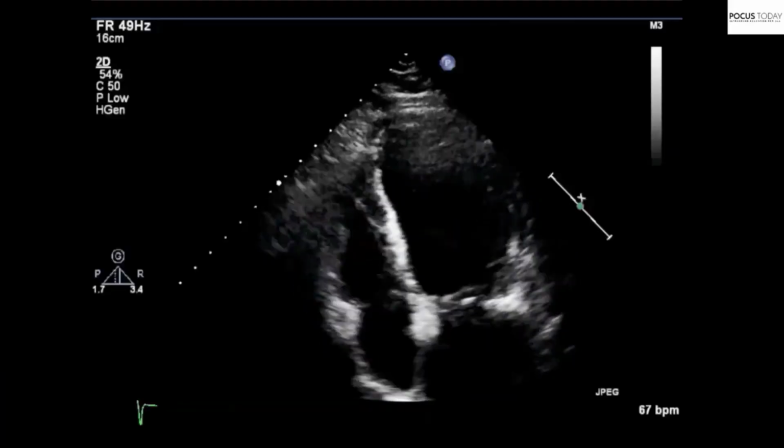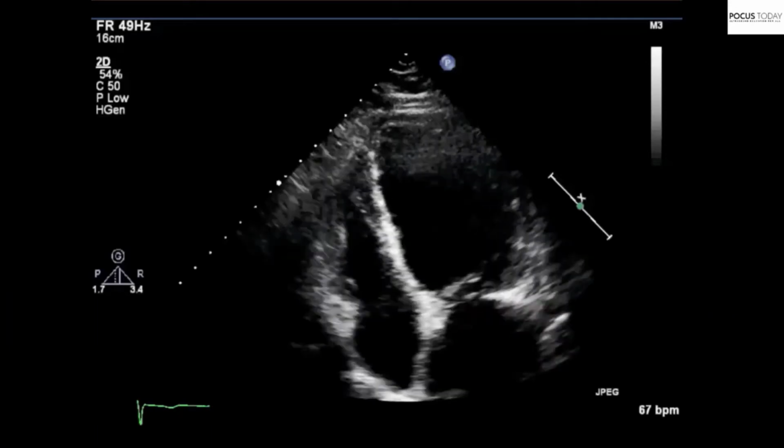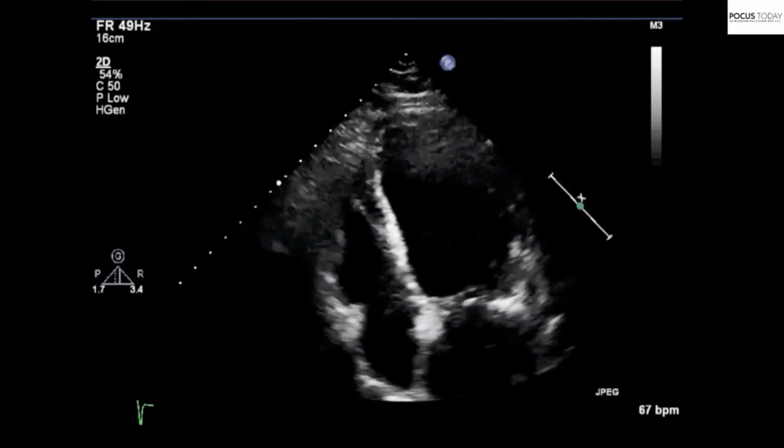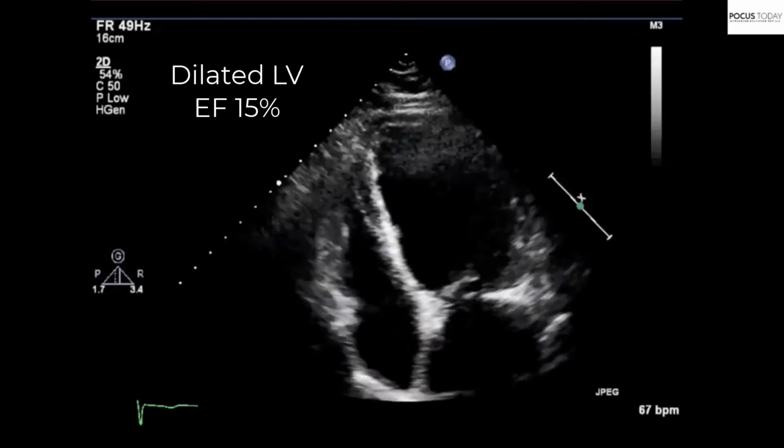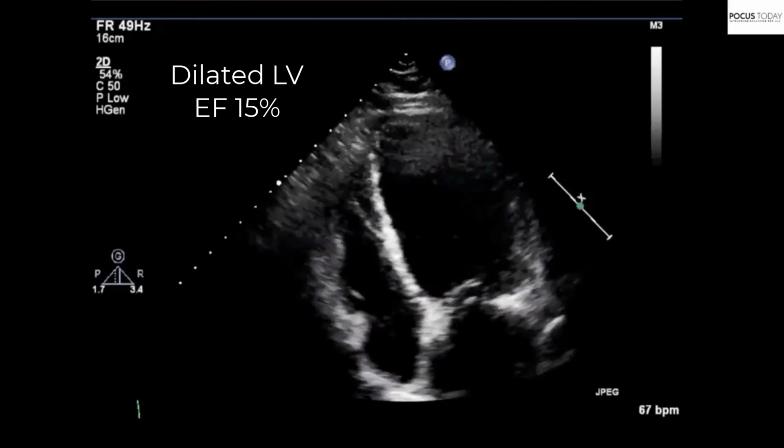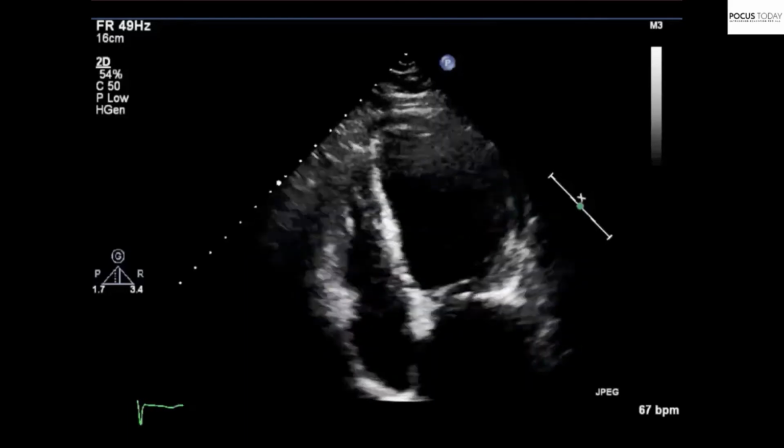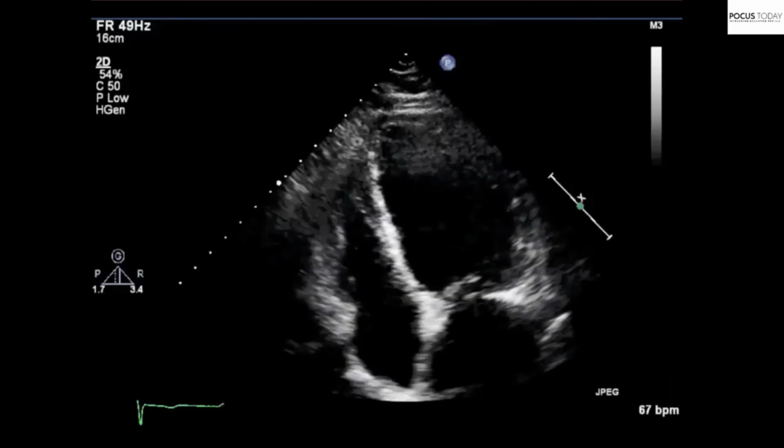In this apical 4-chamber view, the LV appears dilated. The LV walls are thin and there is minimal wall thickening and circumferential shortening during systole. The EF is 15%. When assessing LV systolic function, we should look at the LV in all 4 POCUS cardiac views.